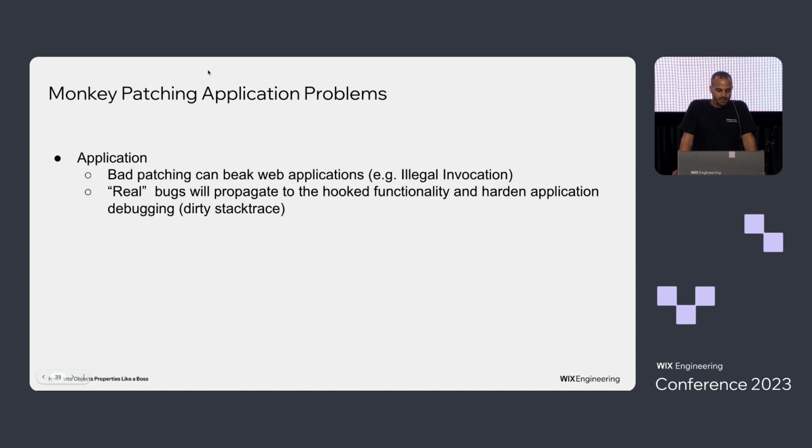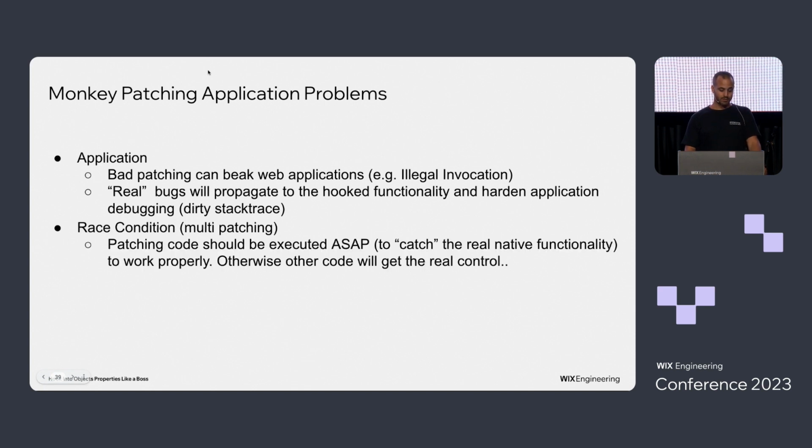And real implementation bugs are actually propagating to the hooked functionality. What does it mean? It means that if some code is hooking a very native API and some application has a bug, the first stack trace script that it will see will be the hook functionality. So the first one to be blamed is the hook functionality. And there's another side of it, that there's no easy way to distinguish between the errors of the application and the hook, and there is a race condition.